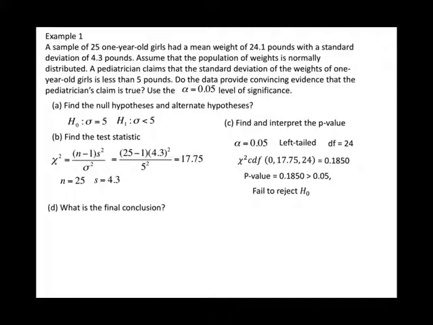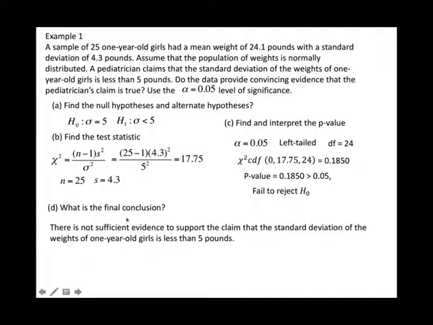Okay, last part, final conclusion. Which conclusion are we going to use? Number 1, number 2, number 3, and number 4. First, we have strictly less than, right? This is an inequality. So for sure, I'm going to use either number 1 or number 2 conclusion. And then we have fail to reject, so we're going to use number 2 conclusion. So that is not sufficient evidence to support the claim that the standard deviation of the weight of 1-year-old girls is less than 5 pounds.